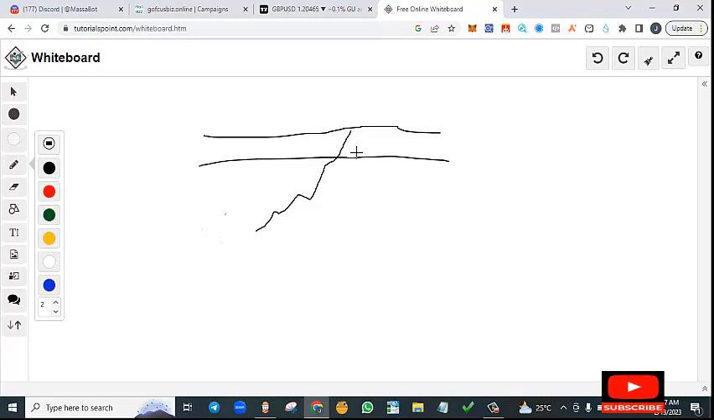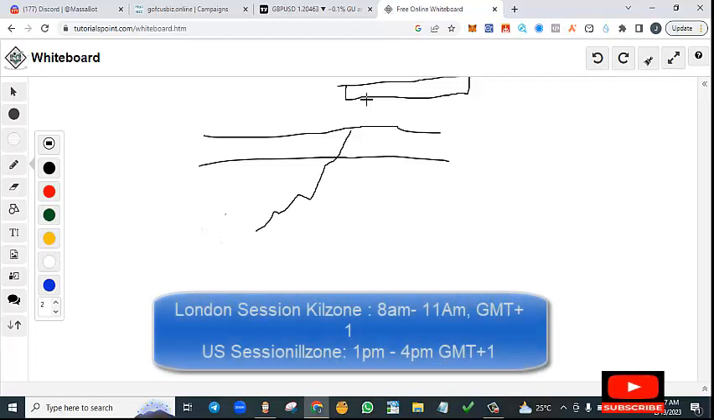Now there's what we call the timing elements to trade. Again, all thanks to ICT. Of course, the timing element to trade is so important. It is what we call the London session strike zone. That means that first 3-4 hours of London open. So if you're a Nigerian, that will be around 8 o'clock to about 11 o'clock GMT plus 1. That is London session strike zone.